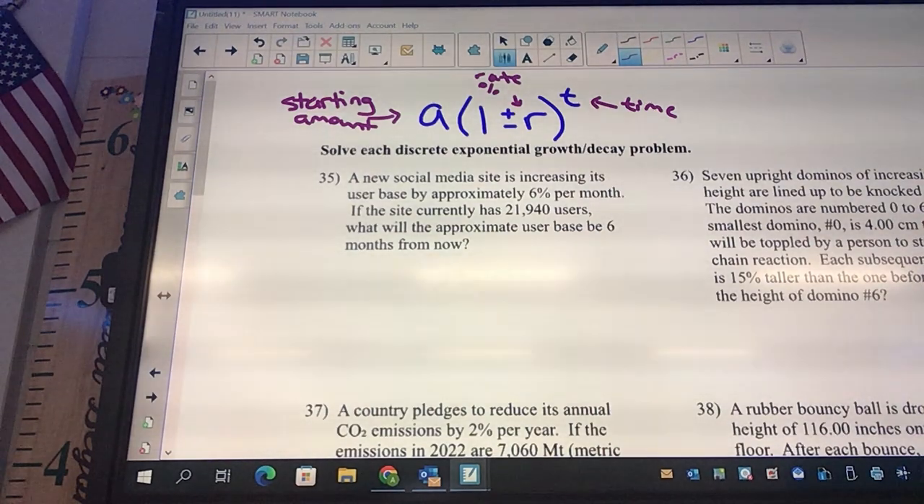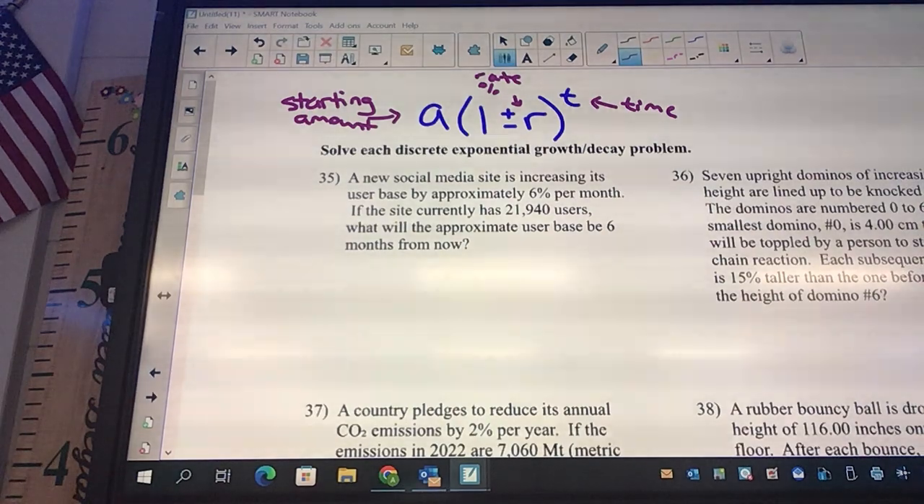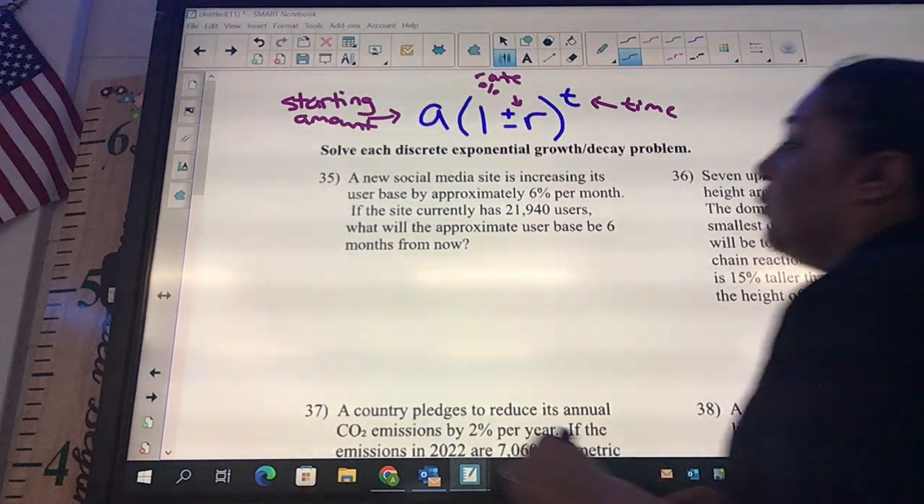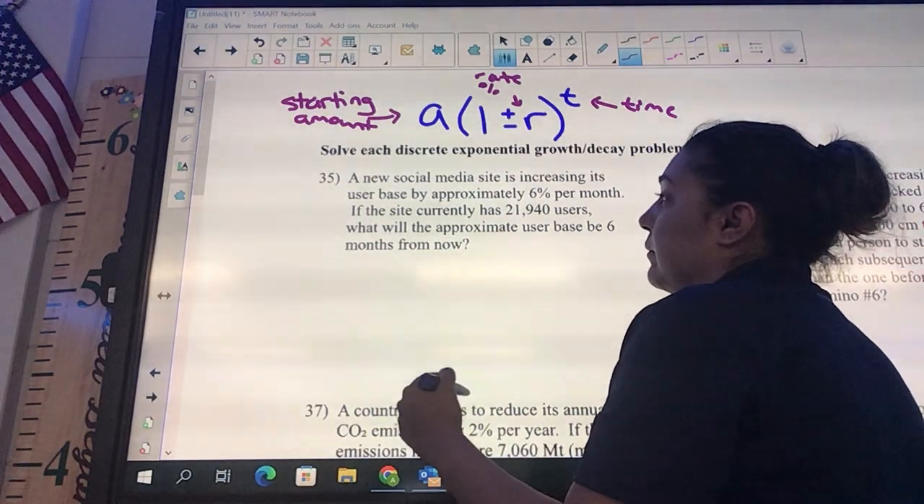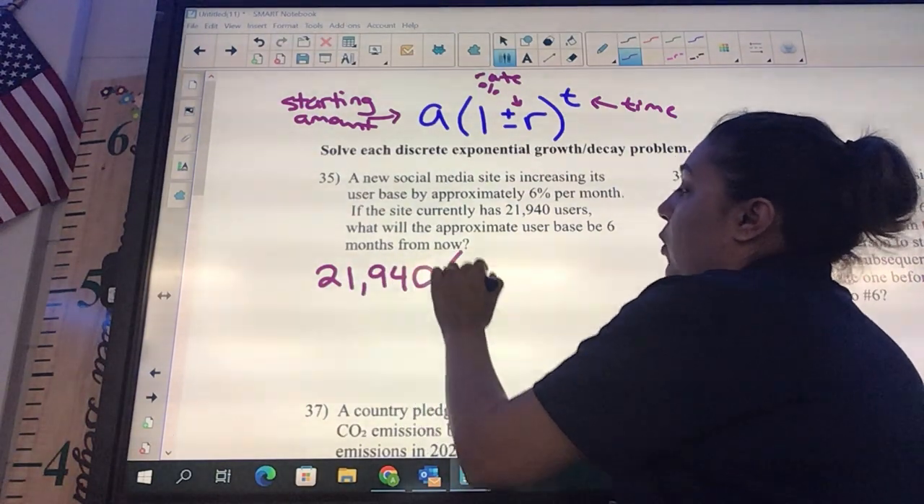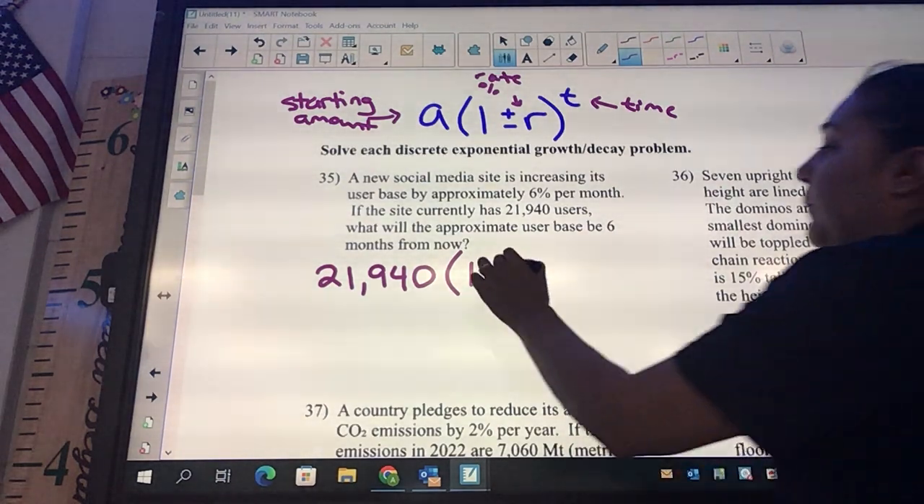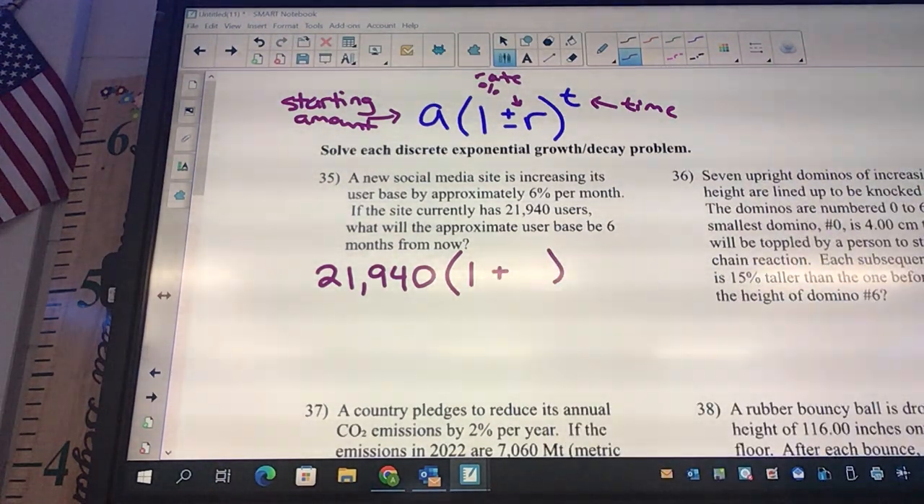A new social media site is increasing its user base by approximately 6% per month. If the site currently has 21,940 users, what will the approximate user base be 6 months from now? What is our starting amount? 21,940. Is this going to be increasing or decreasing? Increasing. By 6%, which is 0.06.